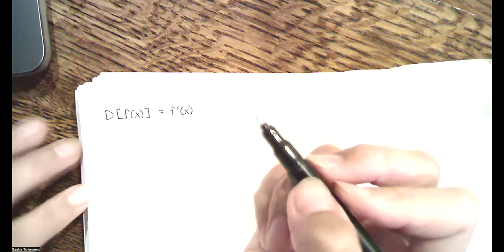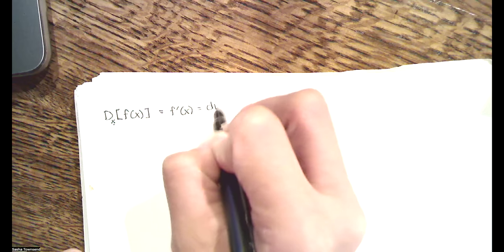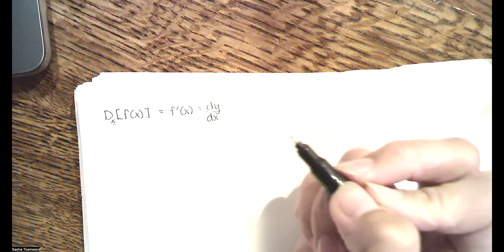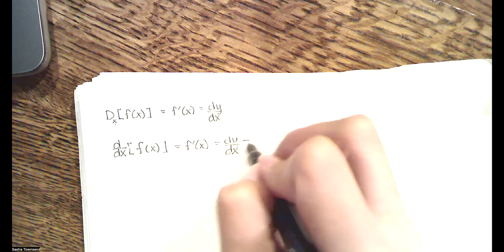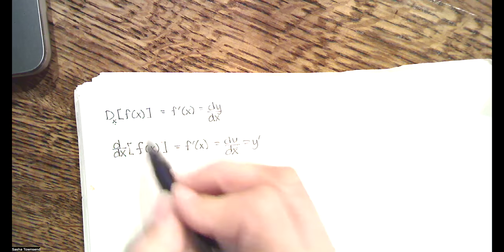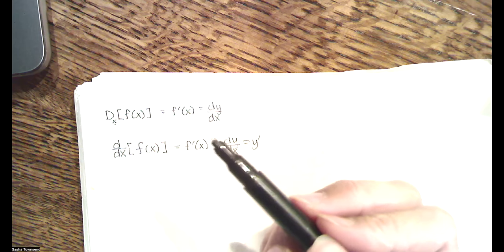Sometimes you'll see differential operator notation. So people will write d of f of x, which means f prime of x. Sometimes you'll see a subscript x there to indicate we're differentiating with respect to x. So that is one notation. And if y is equal to f of x, we can call that dy dx. And sometimes we'll use this derivative notation. The derivative with respect to x of f of x is equal to f prime of x, which is equal to dy dx. Or you can call that y prime. So we've got prime notation, Leibniz notation, and this differential operator notation, and this alternate differential operator notation.